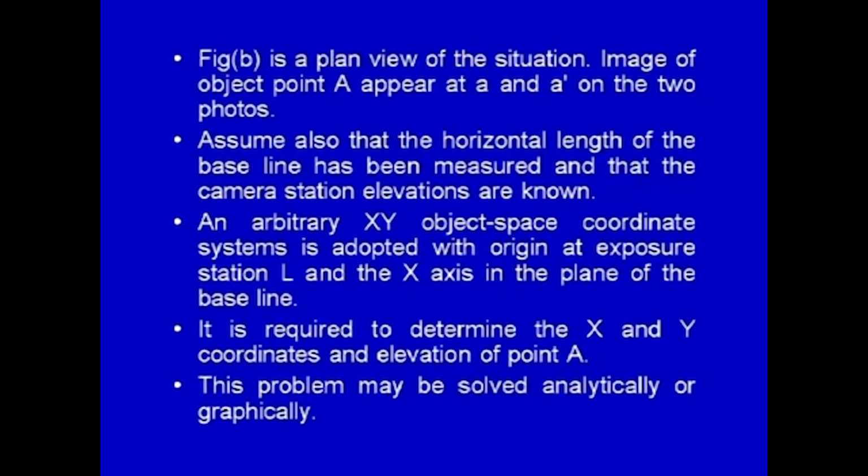Assume also that the horizontal length of the baseline has been measured and that the camera station elevations are known. An arbitrary x y object space coordinate system is adopted with origin at the exposure station L and the x axis in the plane of the baseline. It is required to determine the x and y coordinates and the elevation of point A. This problem may be solved analytically or graphically.